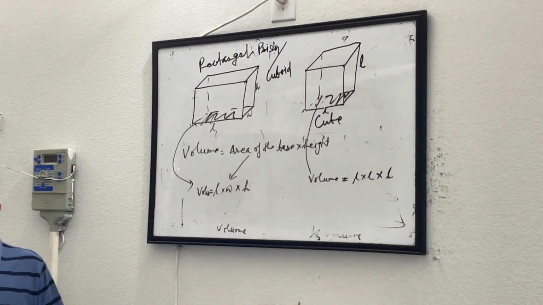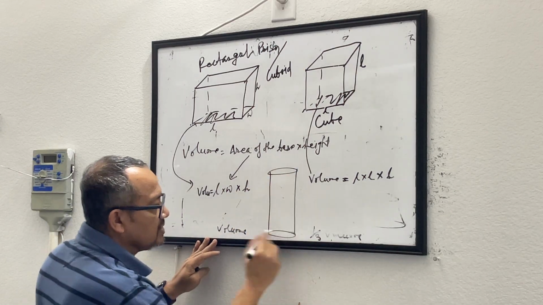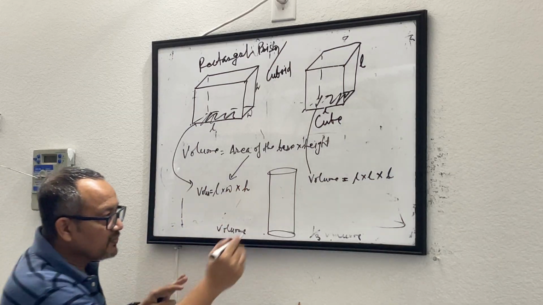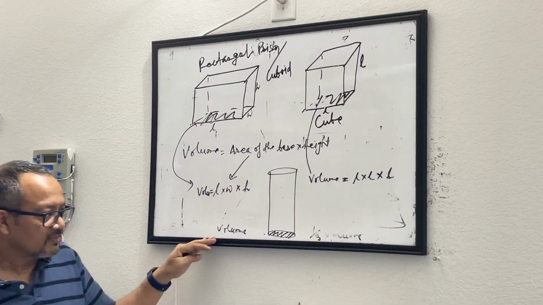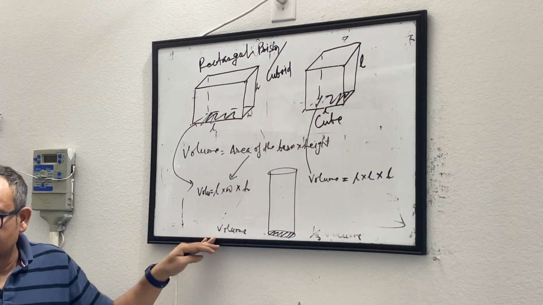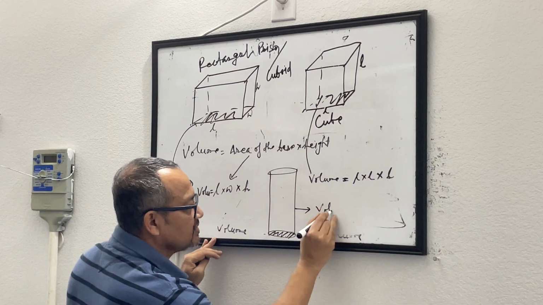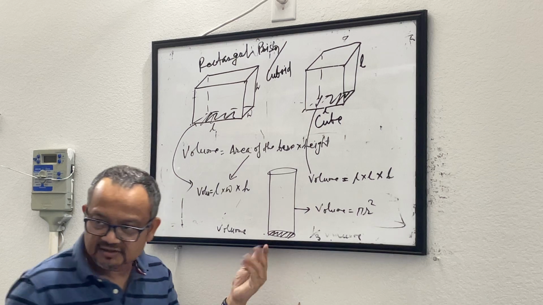Now you come to the cylinder. Thankfully this is also symmetric. So if you have to find the volume of this, what will I do? Find the area of the base. Area of a circle is pi r square. So here volume is area of the base, pi r square, times height. This is the area of the circle.